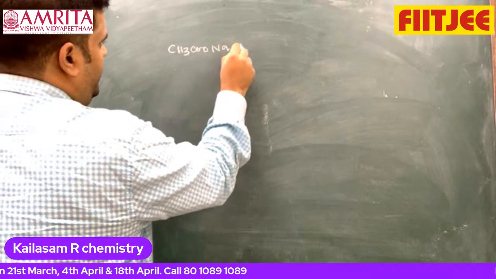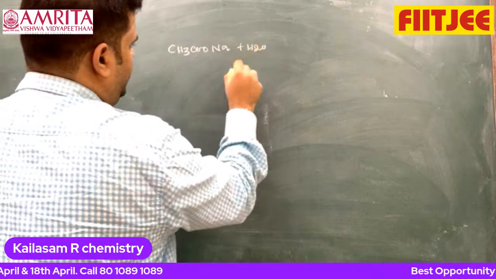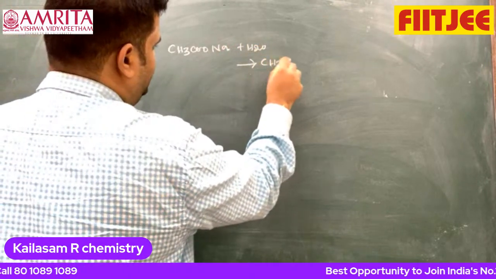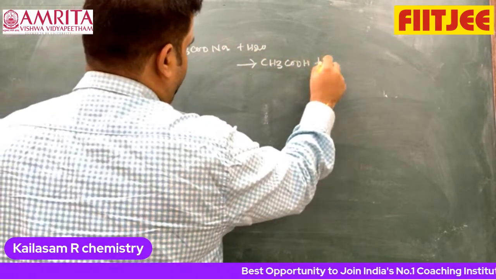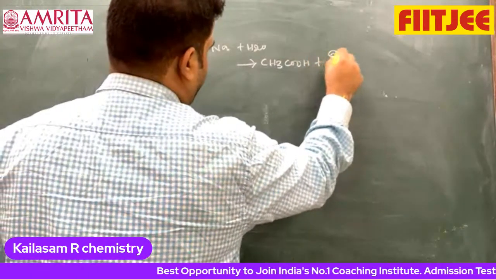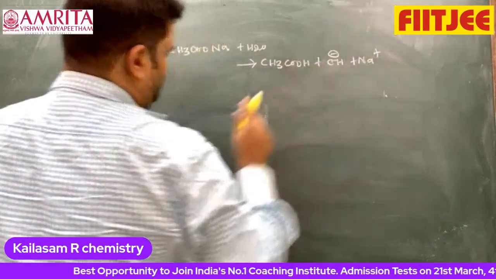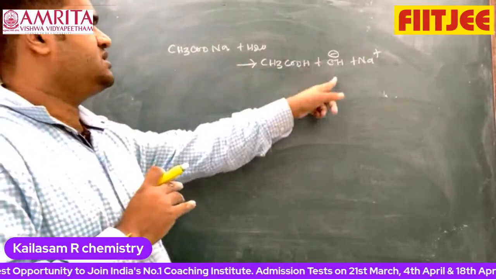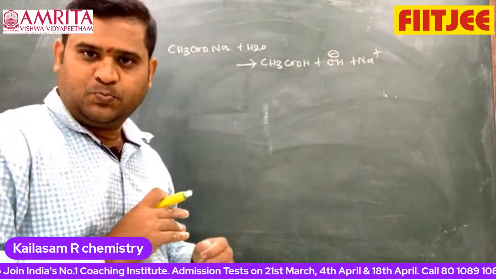CH3COONa, when we add water, what do we get? CH3COOH plus what? OH⁻ plus Na⁺. That means the OH⁻ ion is coming from water.